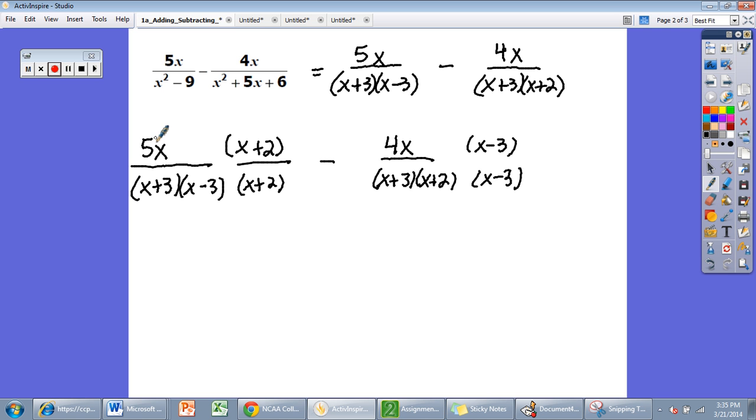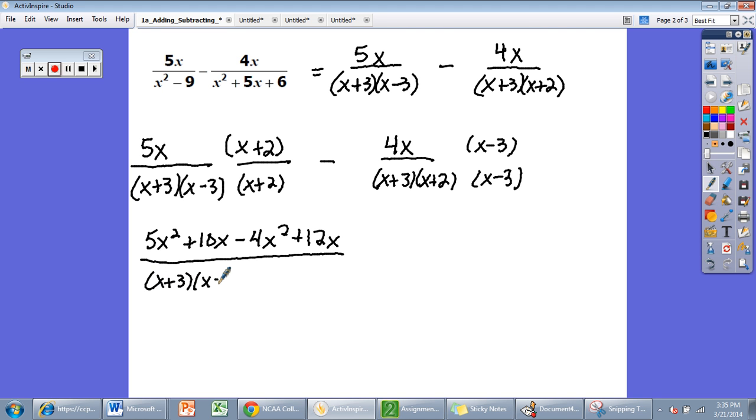So we go ahead and distribute our 5x, and we get 5x squared plus 10x. Okay, we're distributing the negative 4x, so negative 4x squared and minus 4x times a negative 3 gives us plus 12x. And that's over our common denominator here of x plus 3, x minus 3, x plus 2. And we combine our like terms to get x squared plus 22x over our common denominator.